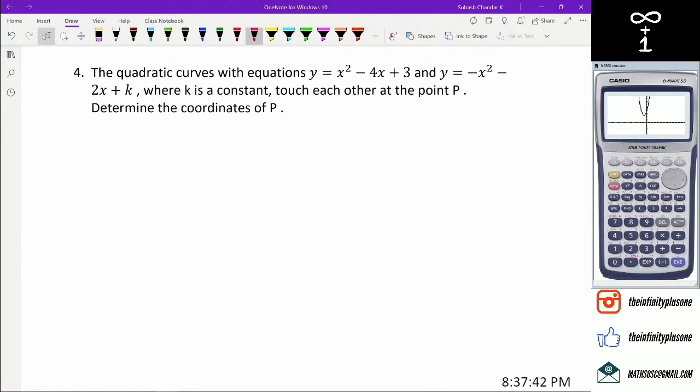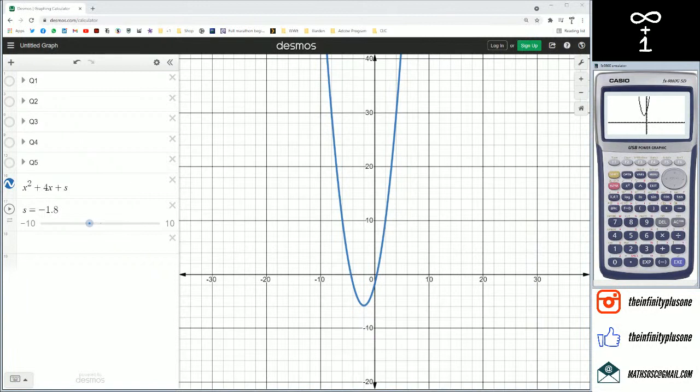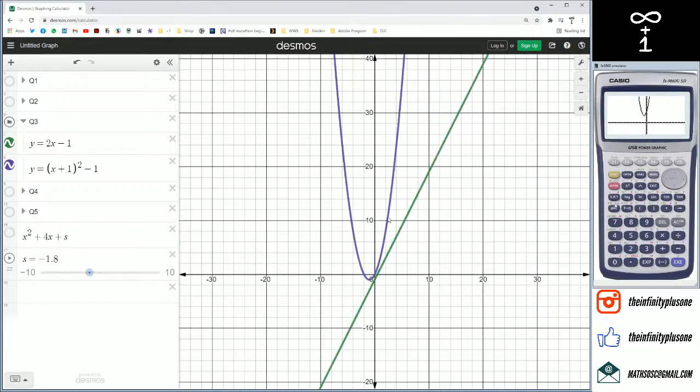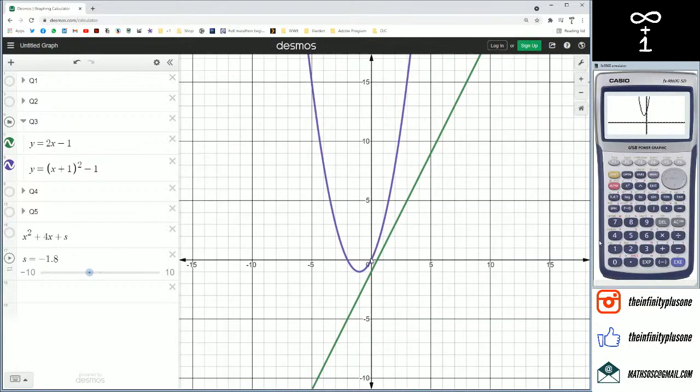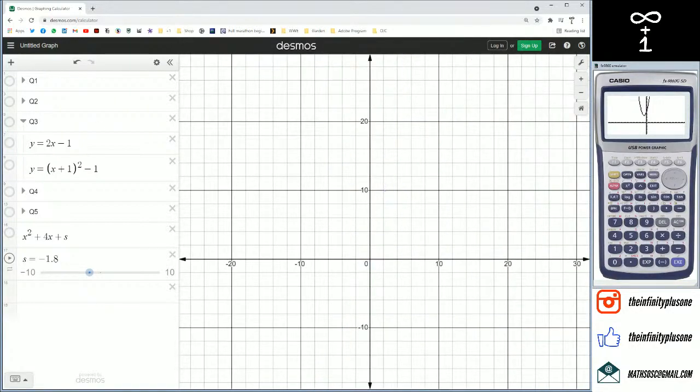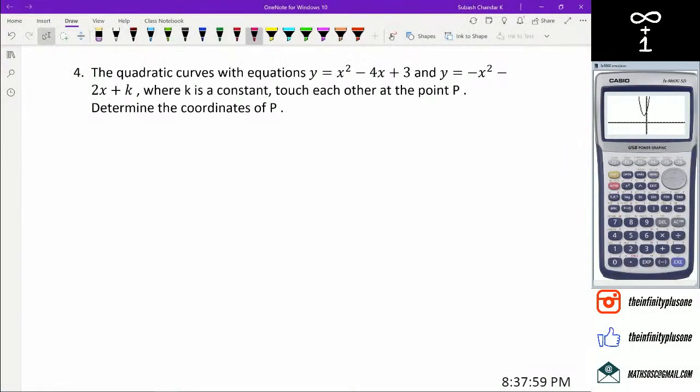Just to quickly show you guys question number 3 there. So this was question 3. As you can see, it's not really touching the x. They're not really touching each other. So that means, yeah, we're pretty much on par with that.